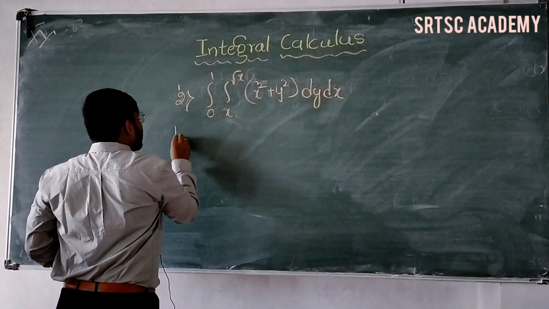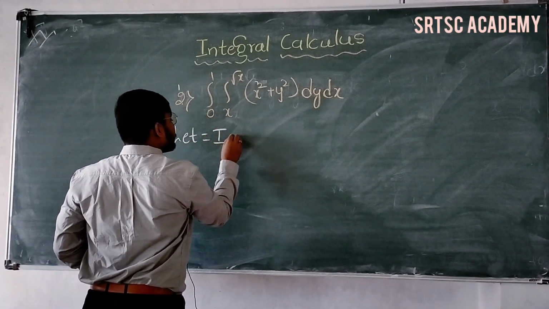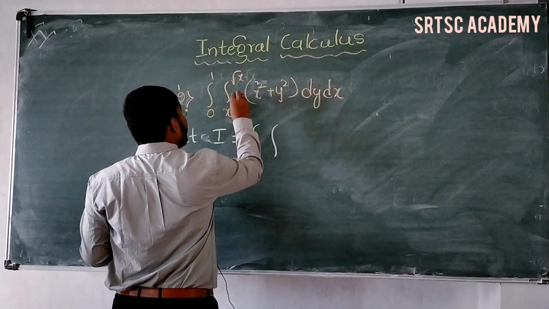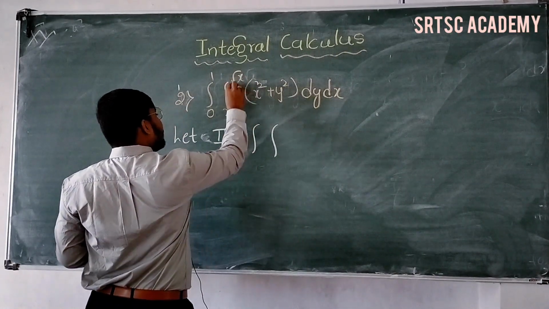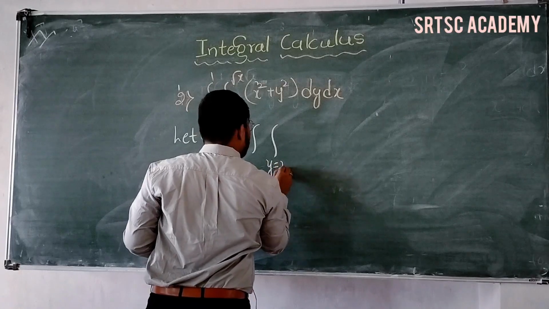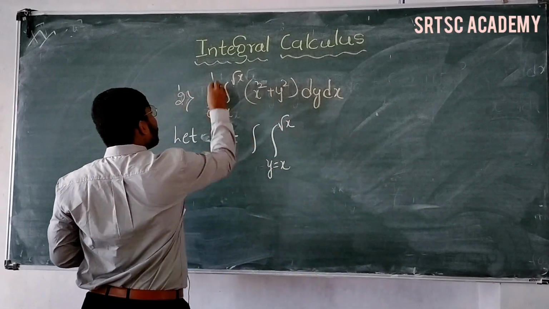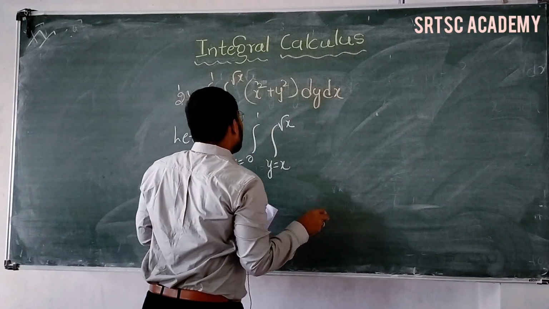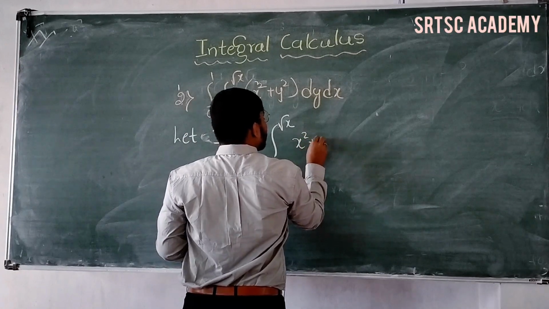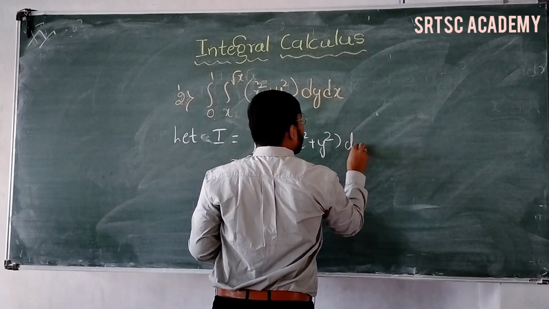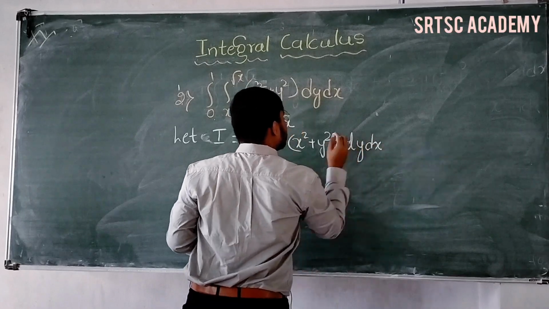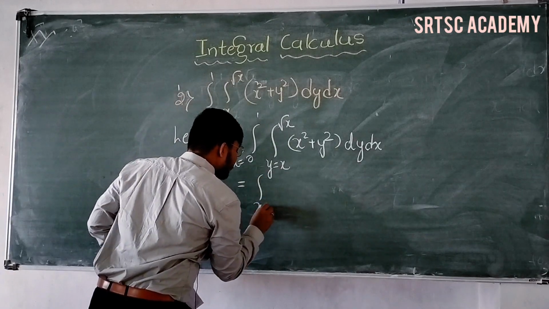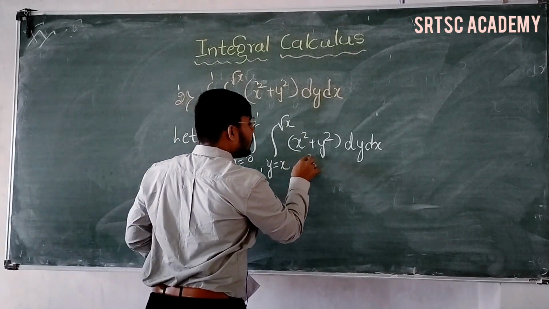First, let I is equal to... Already heard the limit, it is in the form of x, right? So this is the limit for y, okay? Y varies from x to root x, and this is the constant limit. So this is for x. X varies from 0 to 1, and x square plus y square dy dx.